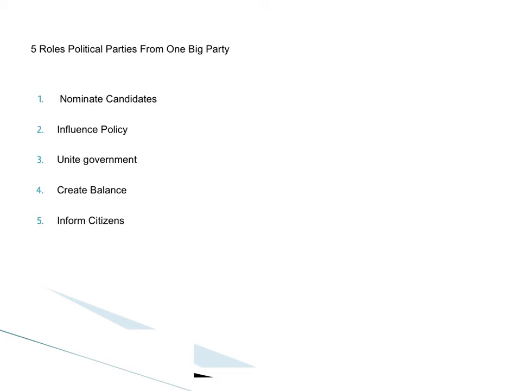Number 2, influence policy. The goal is to accomplish specific things laid out by the party and then accomplish those goals in creating laws and supporting laws that they agree with. The third is unite government. You can have Democrats that are the president, in the Senate, in the House, at local levels, in the state government, and the political party unites them upon a common goal.